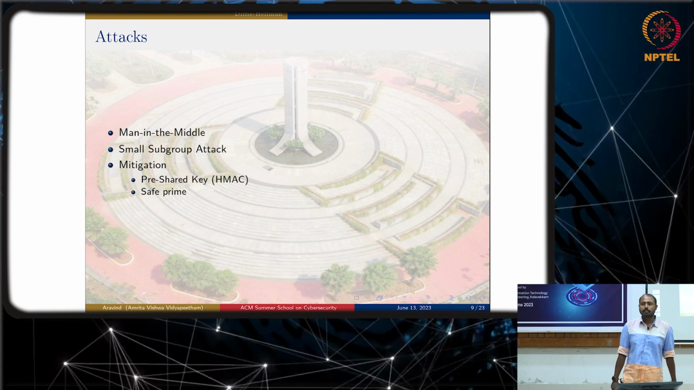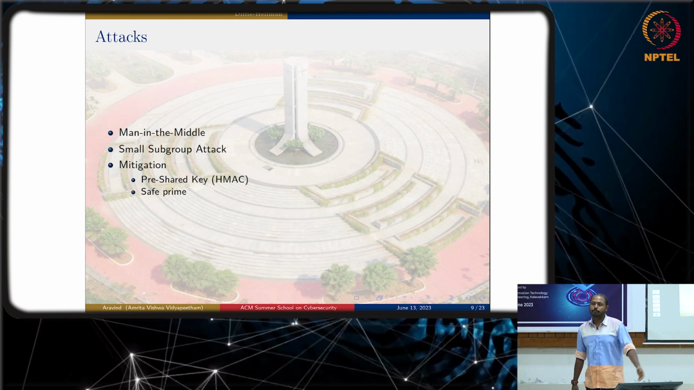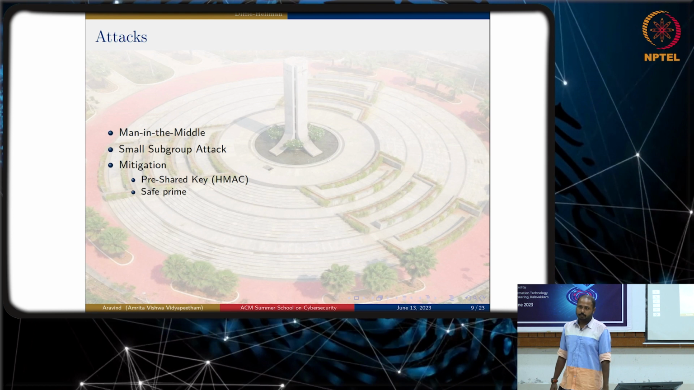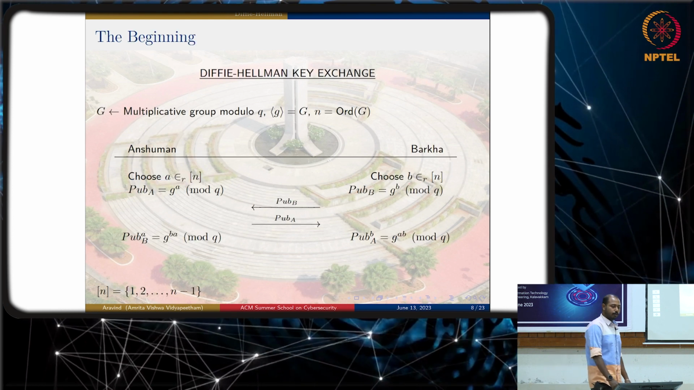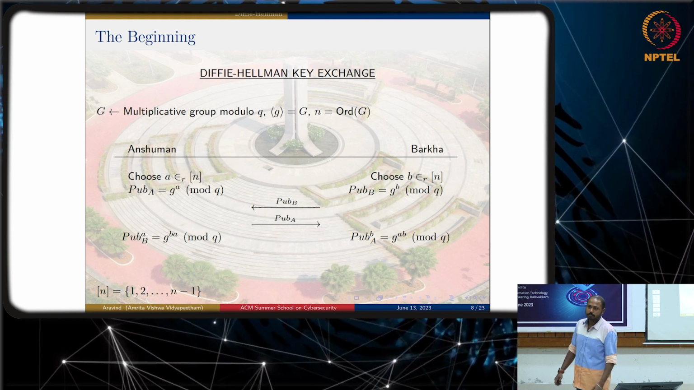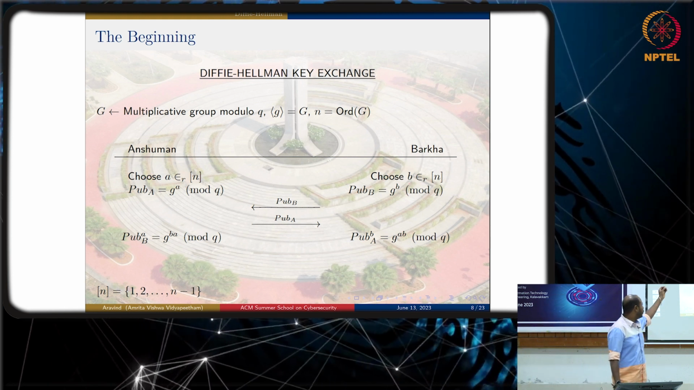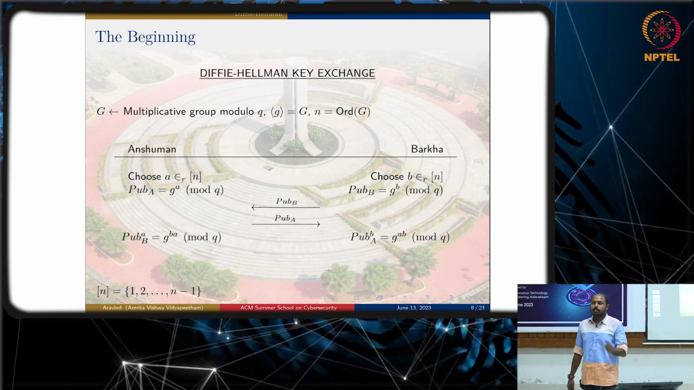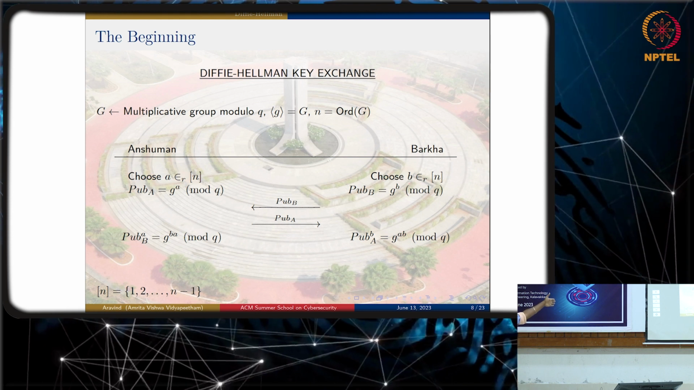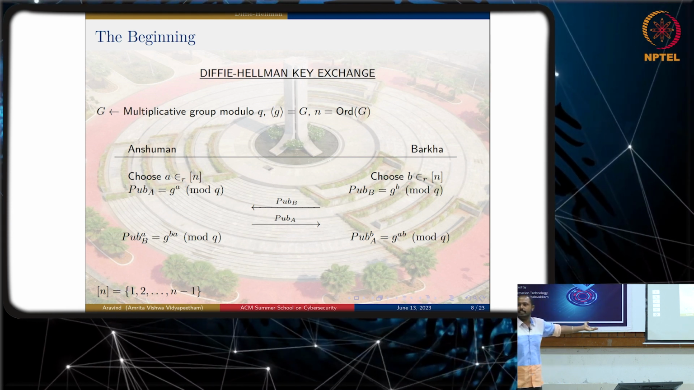Some of the attacks which came after the introduction of Diffie-Hellman key exchange include the man in the middle attack. What happens is there is an eavesdropper, say Evelyn, who comes in between. Have you seen anywhere that Anshuman is saying I am Anshuman to Barkha, and Barkha is saying I am Barkha to Anshuman? No, they are just sending it.